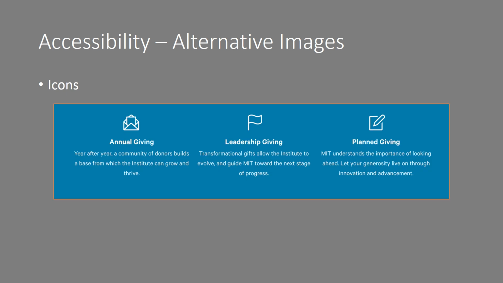Next slide. Icons are an increasingly important part of various images too. And again, it's important to actually show these, or you can go null, as long as the heading of the annual giving, the leadership giving, the plan giving is there, because the icons here really are thought of as a bit more decorative for visual sighted users and really aren't important for somebody using a screen reader.